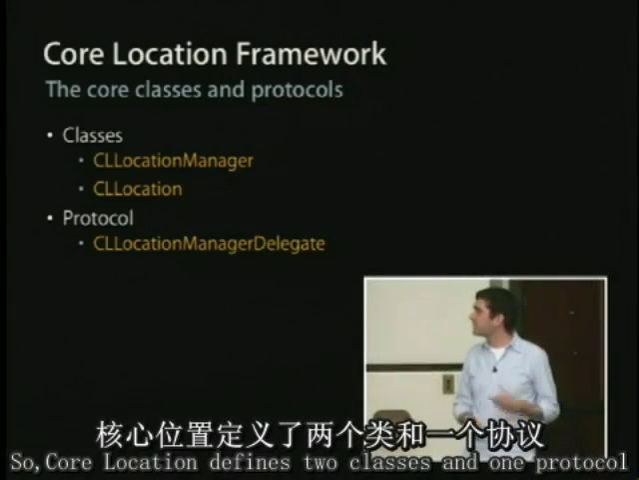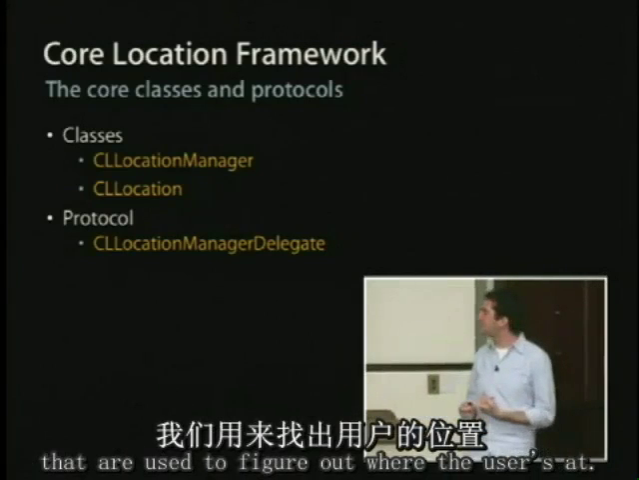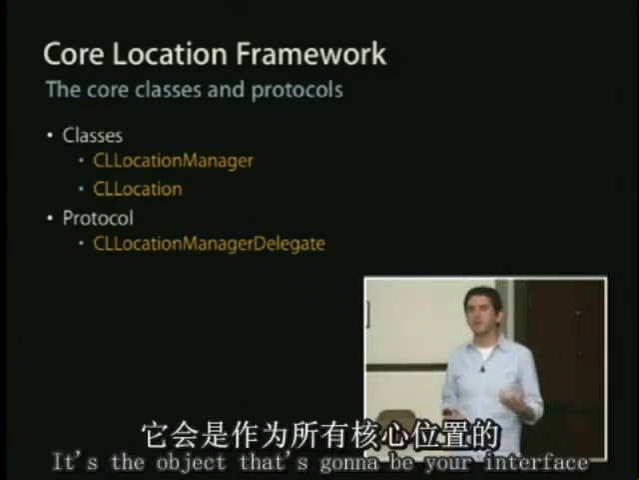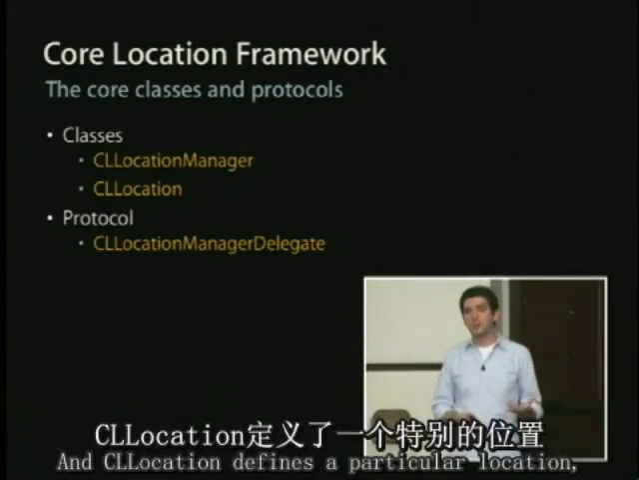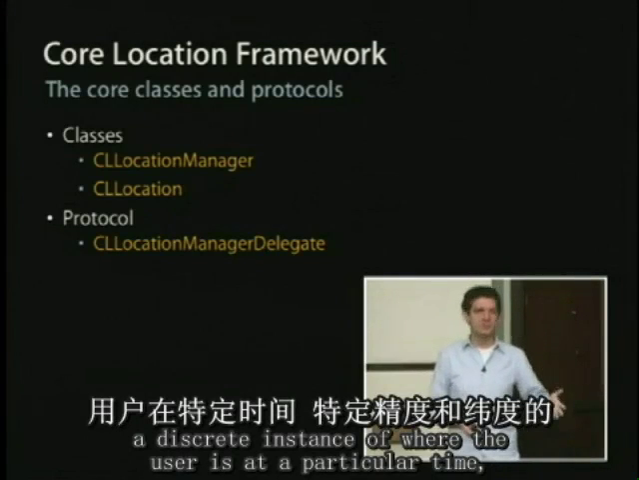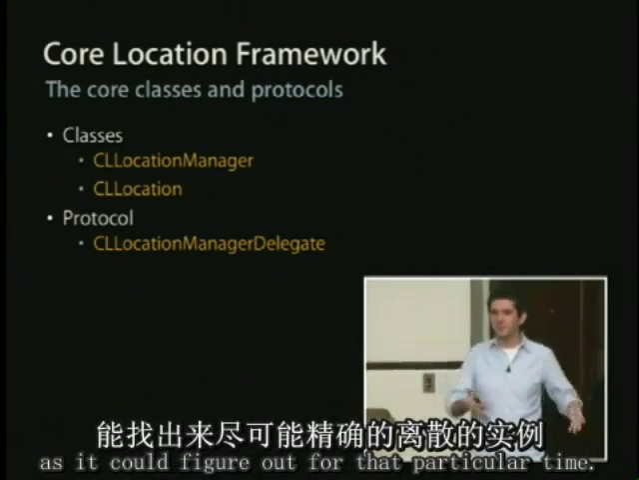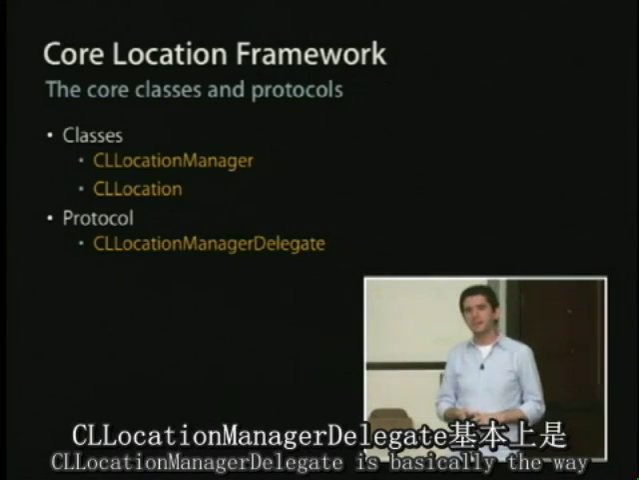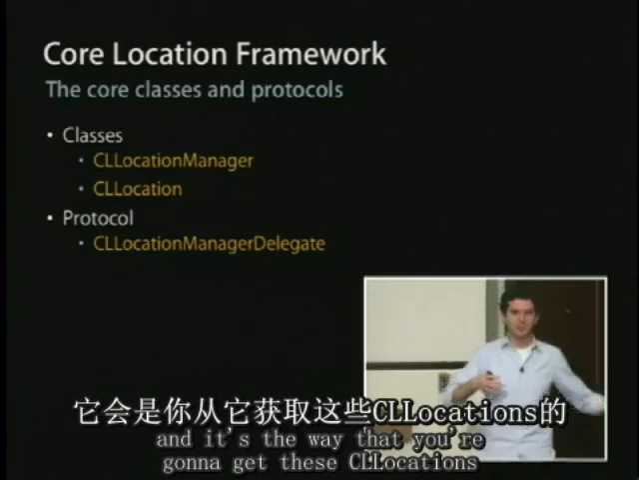Core Location defines two classes and one protocol that are used to figure out where the user is. The first class is CLLocationManager, which is basically the main entry point, the object that's going to be your interface to all of Core Location. The other class is CLLocation, which defines a particular location, a discrete instance of where the user is at a particular time, at a particular latitude and longitude, as accurately as it could figure out for that time. And the delegate protocol, CLLocationManagerDelegate, is the way that you interact with the CLLocationManager, and the way you're going to get these CLLocations from it.